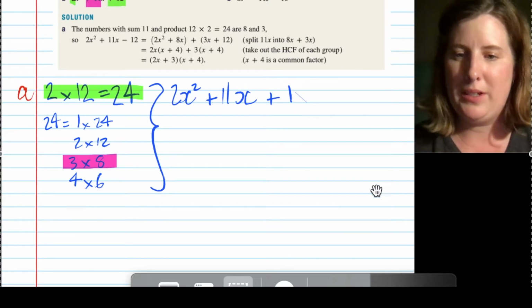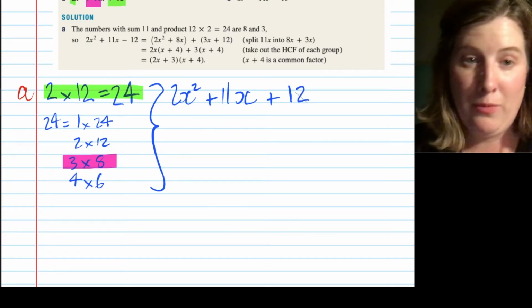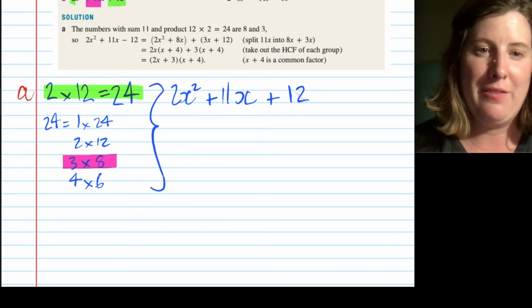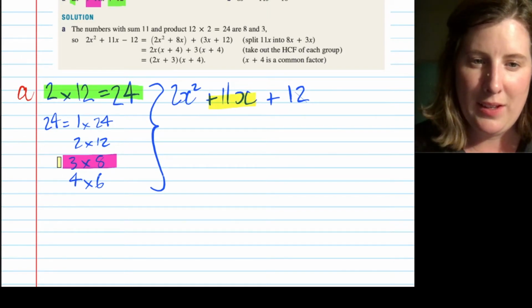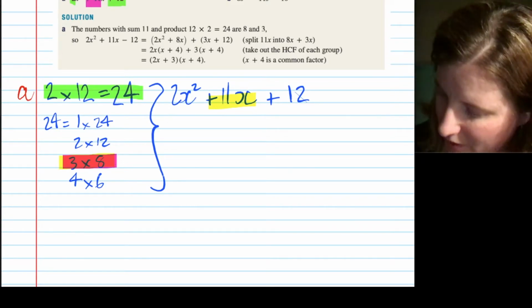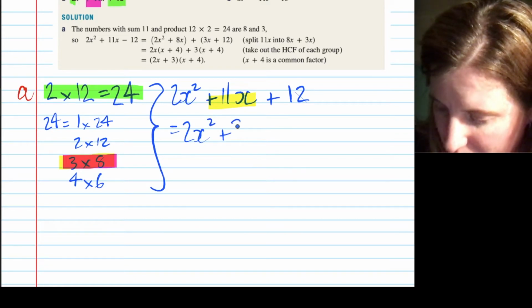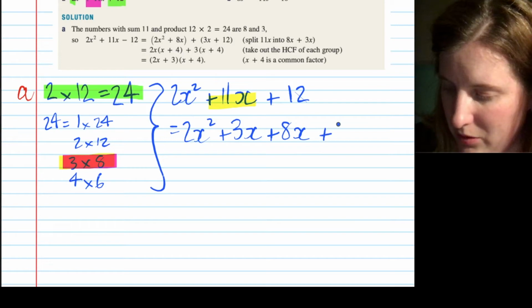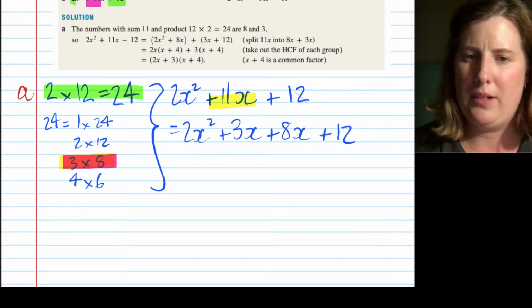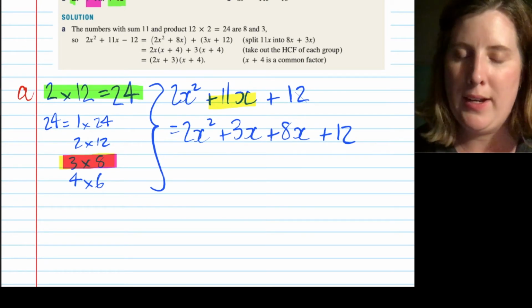One moment. 2x squared plus 11x plus 12. I'm rewriting my 11x as 3 plus 8, yeah? So I'm going to rewrite that as 2x squared plus 3x plus 8x plus 12. I feel like we solved this exact same problem just before. 2x squared plus 3x plus 8x plus 12.